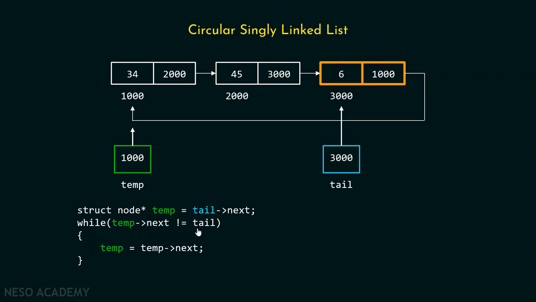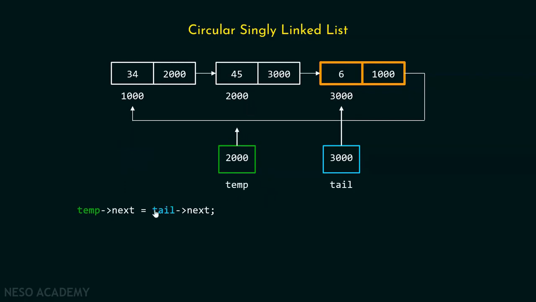While temp next not equal to tail, temp equal to temp next. Here we are checking this condition. If temp next is not equal to tail, then only I can get inside and move my temp pointer. When temp next becomes tail, then we should stop. That is why the temp pointer will stop at this point, right?